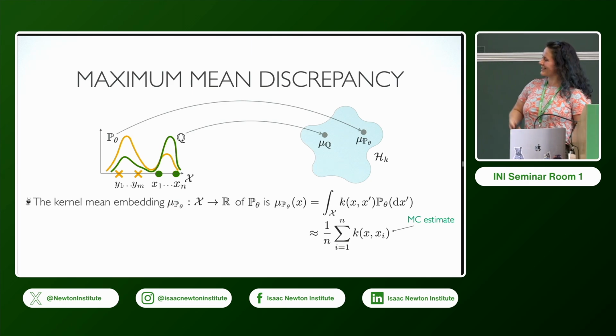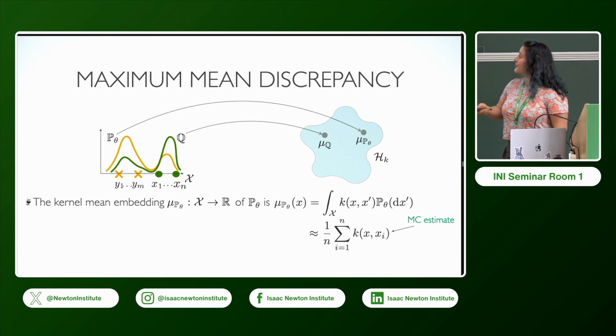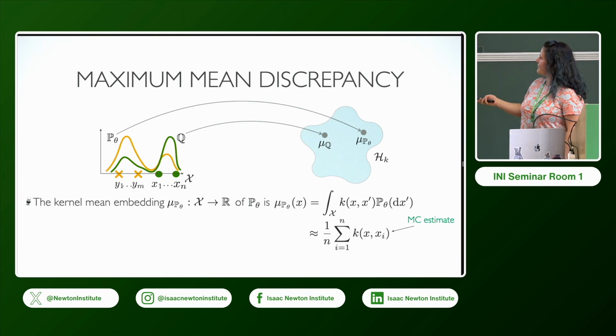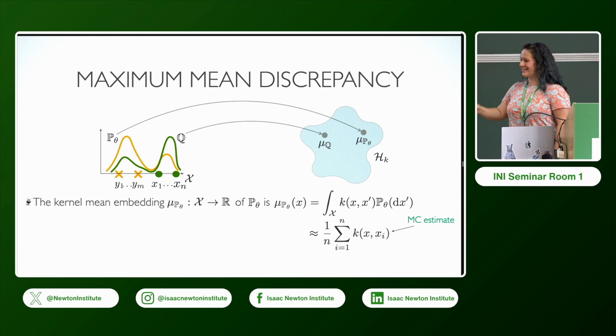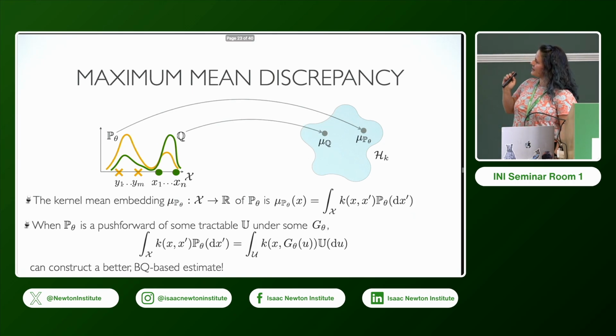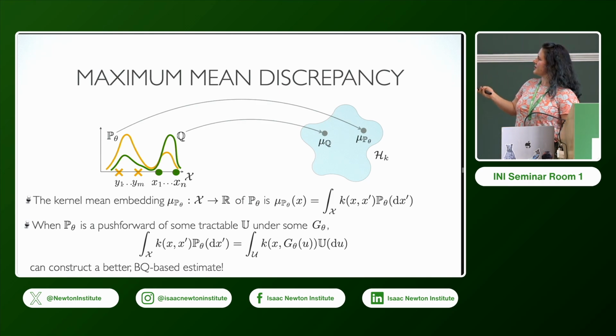Now, as teased earlier in this talk, there might be a better way of doing this, right? Can we do better than this equally weighted estimator? This is a question that has been asked and addressed in multiple papers, and we consider a specific scenario here where p theta that we are embedding is a push forward of some tractable distribution, such as uniform or Gaussian, under a map g theta.